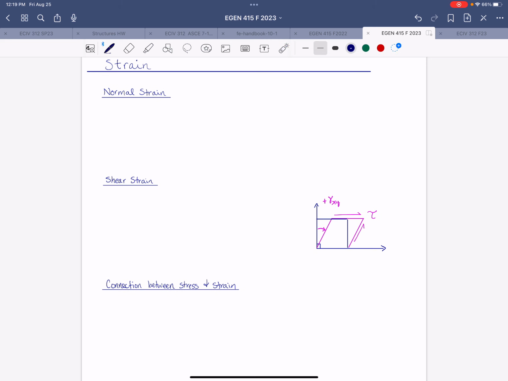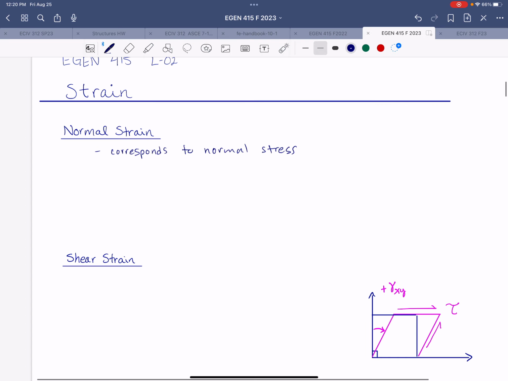So for normal strain, a lot of this should be review. Not the entire lecture, but the beginning anyway. Of course, normal strain corresponds to normal stress, and it represents change in length per unit length. So it's technically dimensionless. Units would be length per length. We still often represent them with those units, but it's not necessary. Sometimes it's also represented as a percentage.